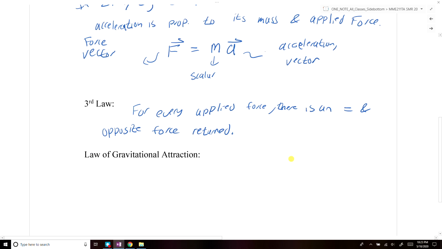Alright, and then the last important law is Newton's law of gravitational attraction, which states that the force of gravity between two objects is proportional to the product of the masses of those two objects divided by the radius squared between the two objects, times G.